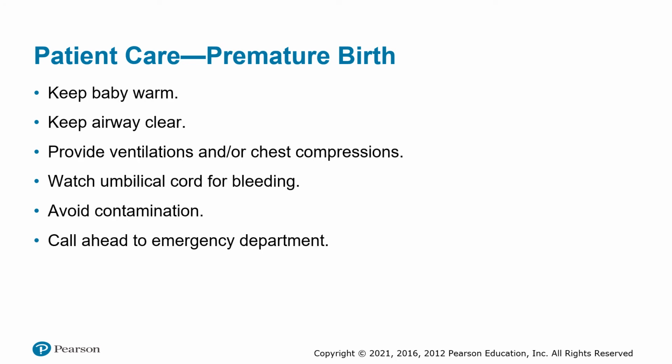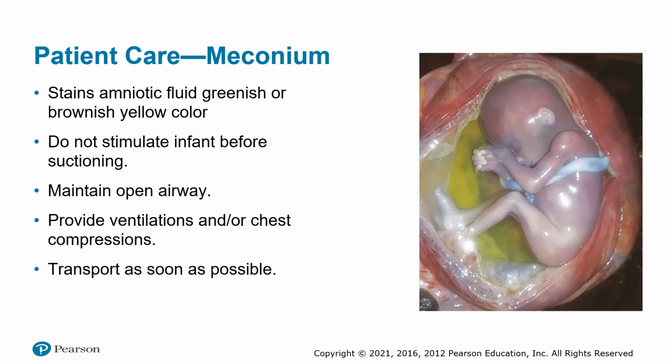Keep baby warm, keep airway clear, provide ventilations and/or chest compressions, watch umbilical cord for bleeding, avoid contamination, and then call ahead to the ER. Meconium staining. This is a stain that colors the amniotic fluid greenish or brownish yellow. Do not stimulate the infant before suctioning. Maintain an open airway, provide ventilations and/or chest compressions, and transport as soon as possible.